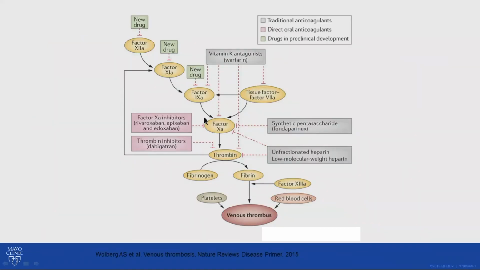Here we have a picture of the clotting cascade, just to remind ourselves where some of these drugs are acting. When we're looking at warfarin and vitamin K antagonists, you can see it inhibits factors 2, 7, 9, and 10. Later we'll be talking about some of these factor 10A inhibitors and dabigatran, which is a thrombin inhibitor right here.